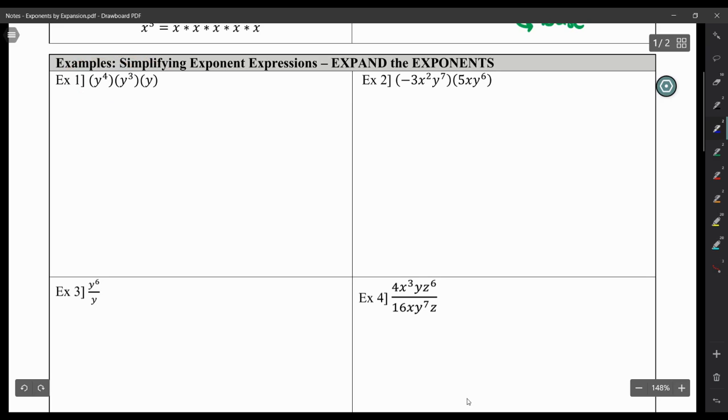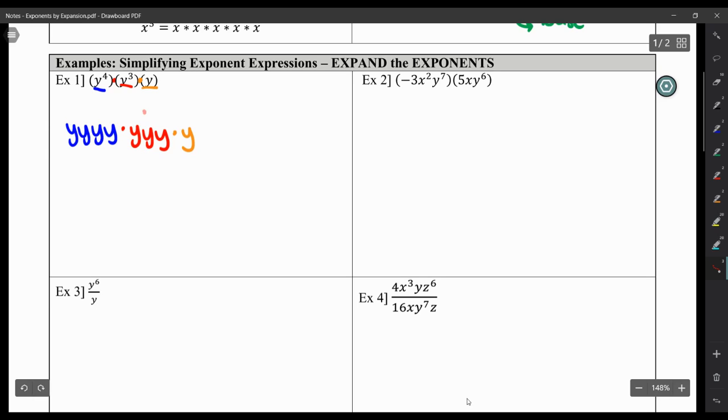In this first parenthesis, this is y to the 4th power, so I have 4 y's all multiplied together. The second parenthesis is still multiplied to the first, but there are 3 y's in this set, so times 3 y's all multiplied together. Then this last parenthesis, still multiplied, has a single y. Now that we have expanded out our exponents, instead of the condensed version of y to the 4th and y to the 3rd, we're going to see if we can condense this back down.